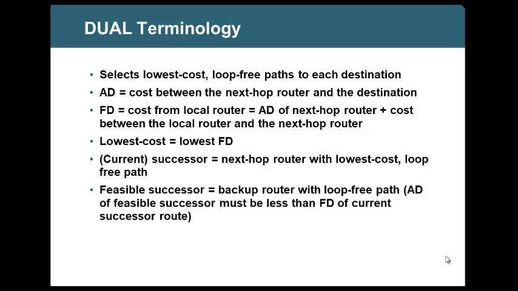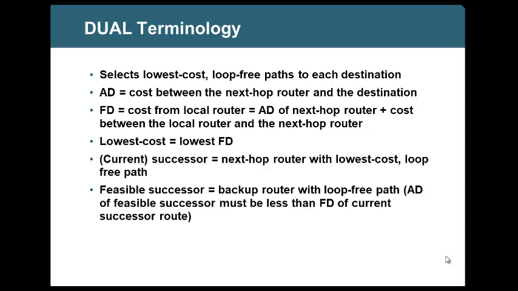And we also learned a very important point, the last point: how it elects a backup path. We call that backup path a feasible successor path. By the way, the backup paths are only stored in the topology table. They will not be seen in the routing table.